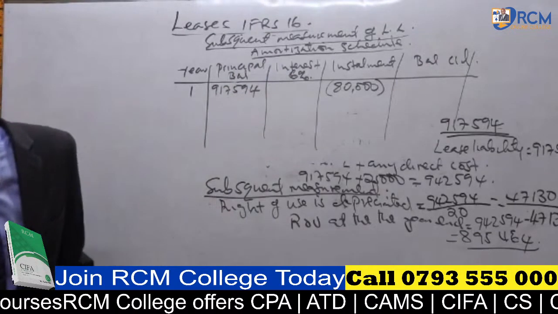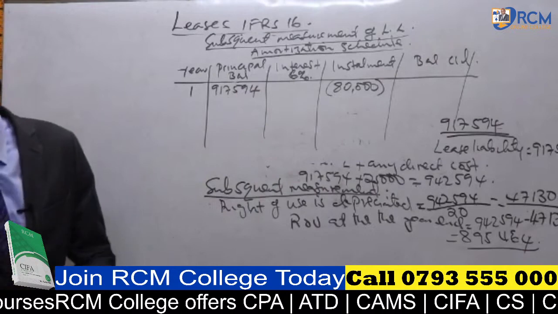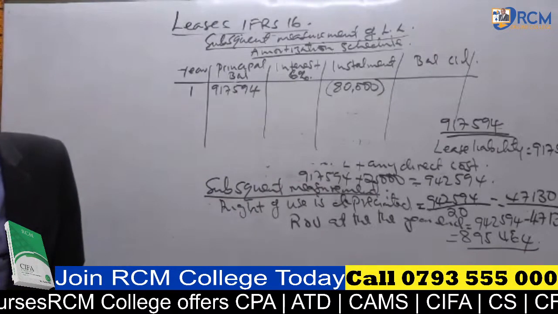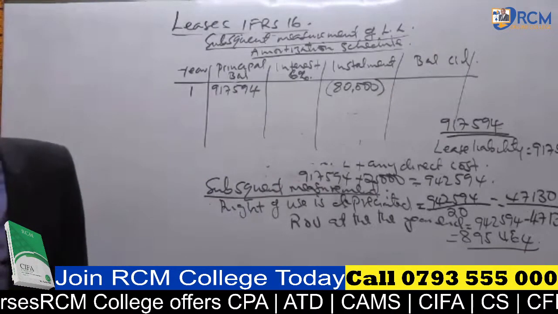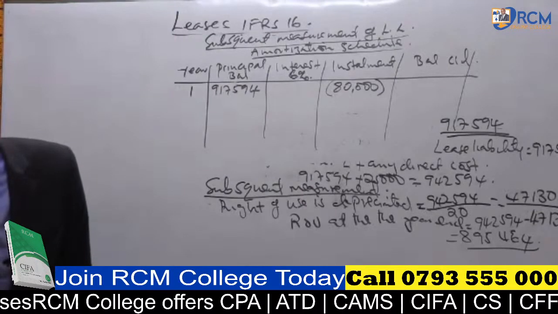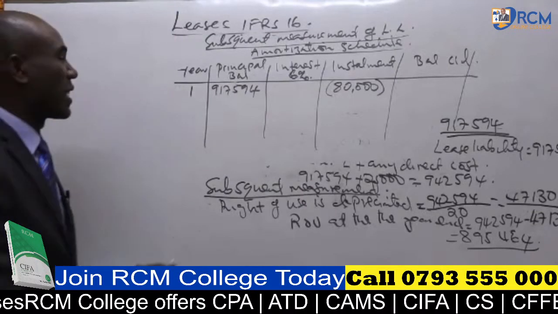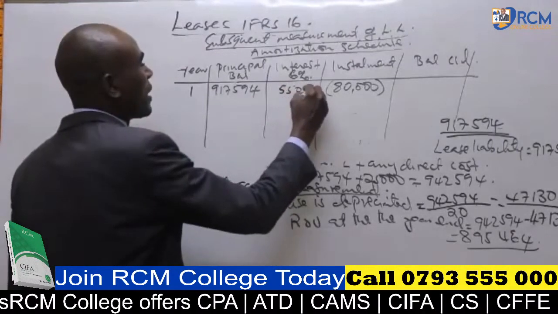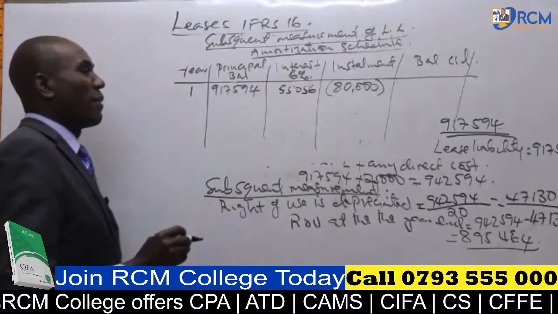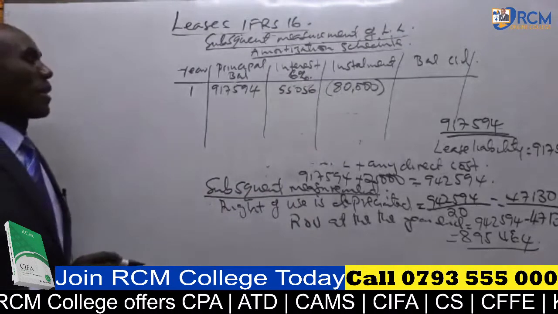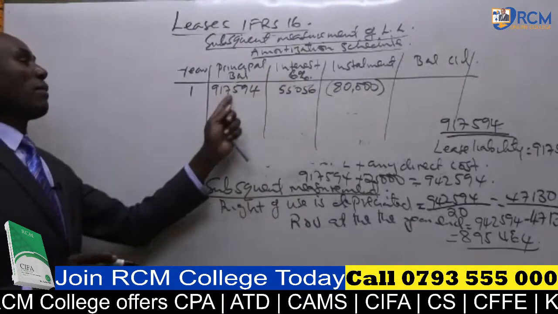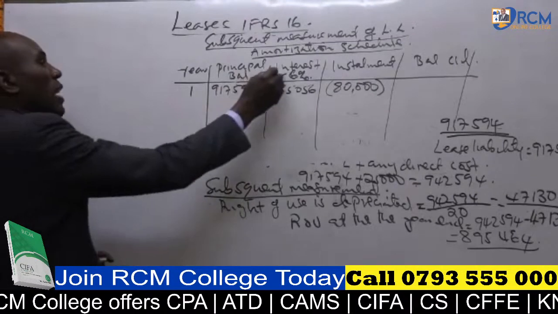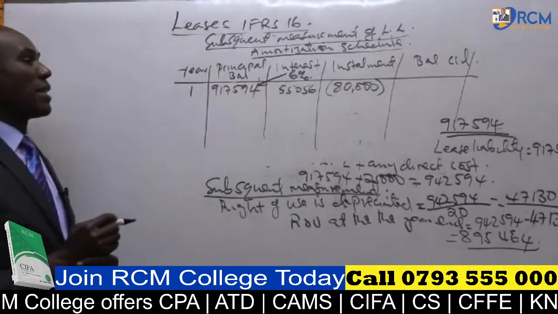Interest at 6%, the implicit interest rate, we charge on the principal balance. What will be our interest before we end our class? 55,056. 6% of this opening balance. This one we charge on the opening balance.